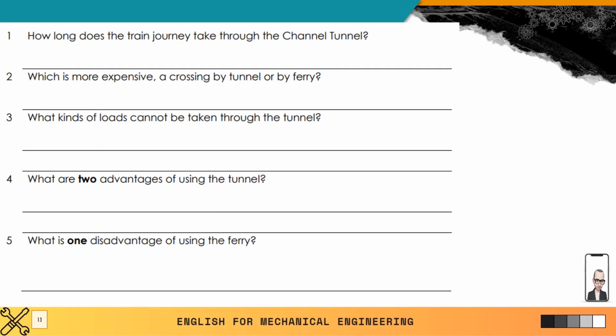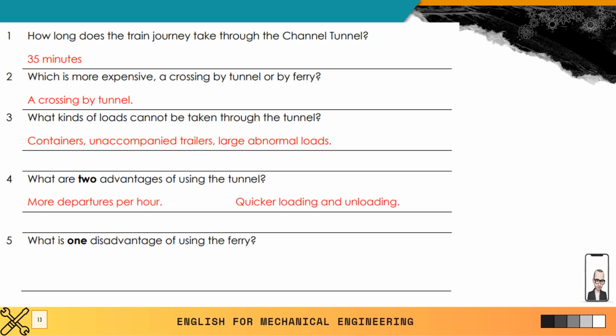Questions. How long does the train journey take through the Channel Tunnel? 35 minutes. Which is more expensive, a crossing by tunnel or by ferry? A crossing by tunnel. What kinds of loads cannot be taken through the tunnel? Containers, unaccompanied trailers, and large abnormal loads. What are two advantages of using the tunnel? More departures and quicker loading and unloading.